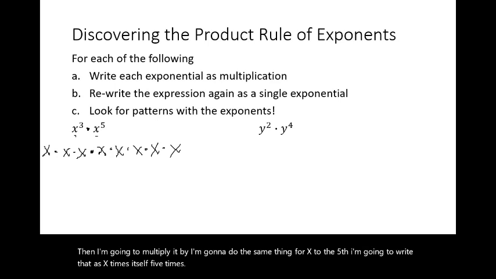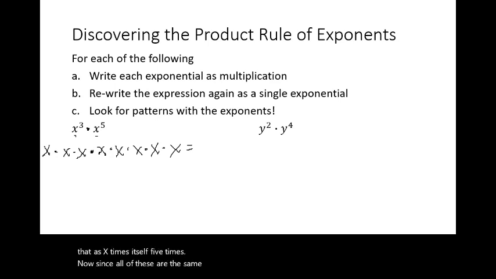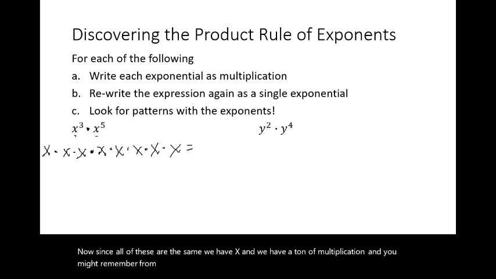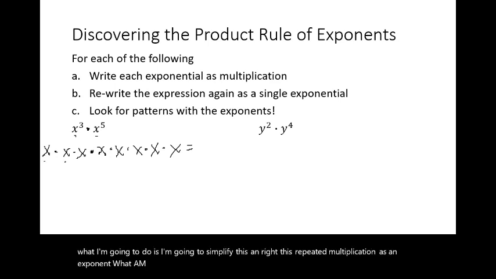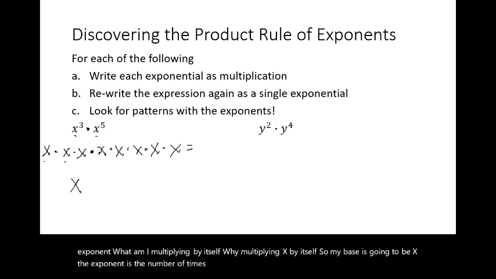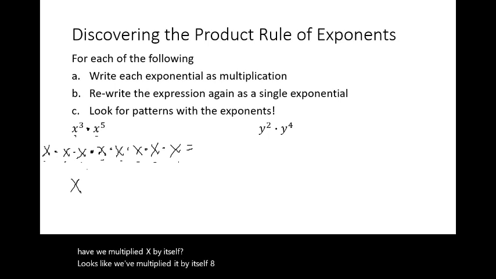Now, since all of these are the same, we have x and a ton of multiplication, and you might remember from previous courses that order doesn't really matter with multiplication. So I'm going to simplify this and write this repeated multiplication as an exponent. What am I multiplying by itself? I'm multiplying x by itself, so my base is x. The exponent is the number of times that we multiply it by itself. How many times in total have we multiplied x by itself? Looks like 8 times. So this simplifies down to x to the power 8.